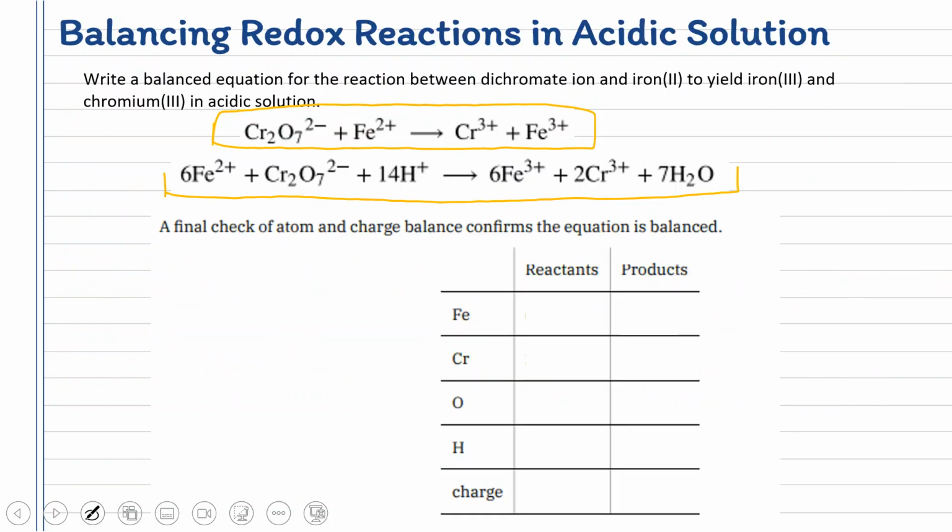So they're saying to do a final check. This is just the last step. Final check: check if the atoms on the left and the atoms on the right are the same. Check if the charges on the left are the same, and then you're done. So Fe, we have 6 Fe here and 6 Fe here. So 6 on the reactant side, 6 on the product side.